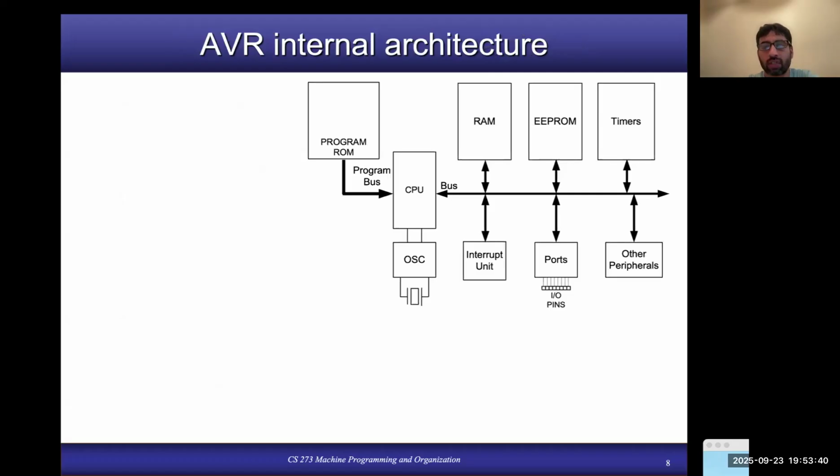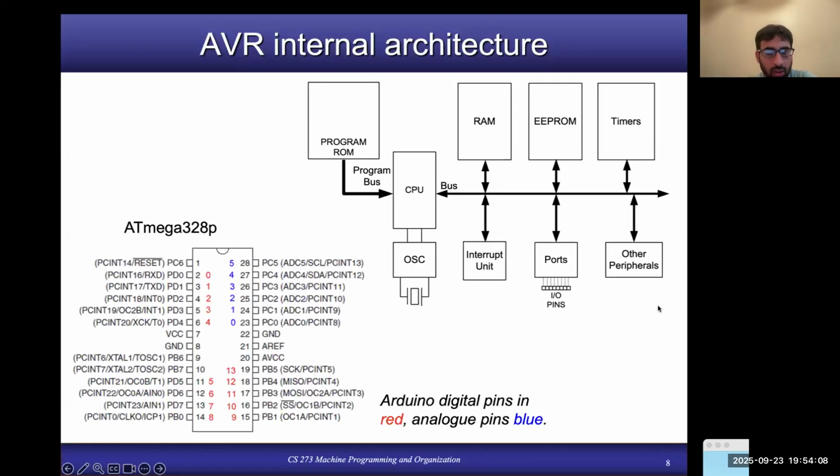So we have seen this figure in the first lecture, but this is what the internal architecture of the AVR microcontroller looks like. There will definitely be variations when you move from one microcontroller to another in the same family or across families, but these are the necessary building blocks of the AVR microcontroller. You have the CPU, oscillator, RAM and ROM, interrupt unit, ports, and other peripherals. This is the microcontroller we are using in our course here.